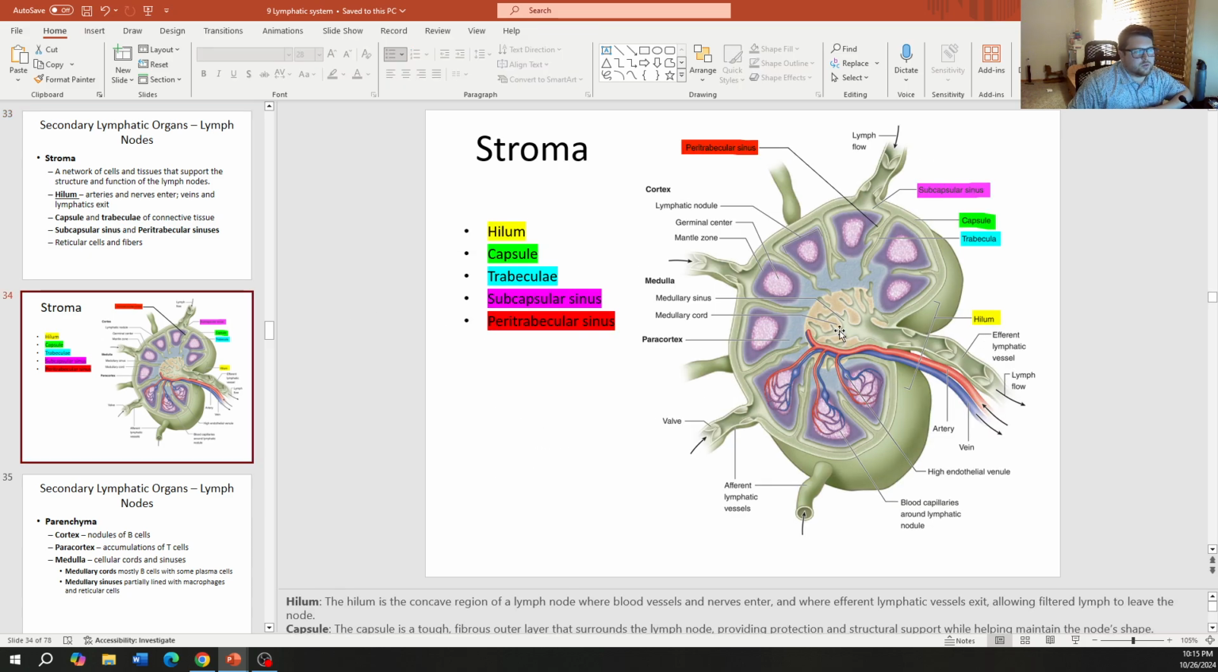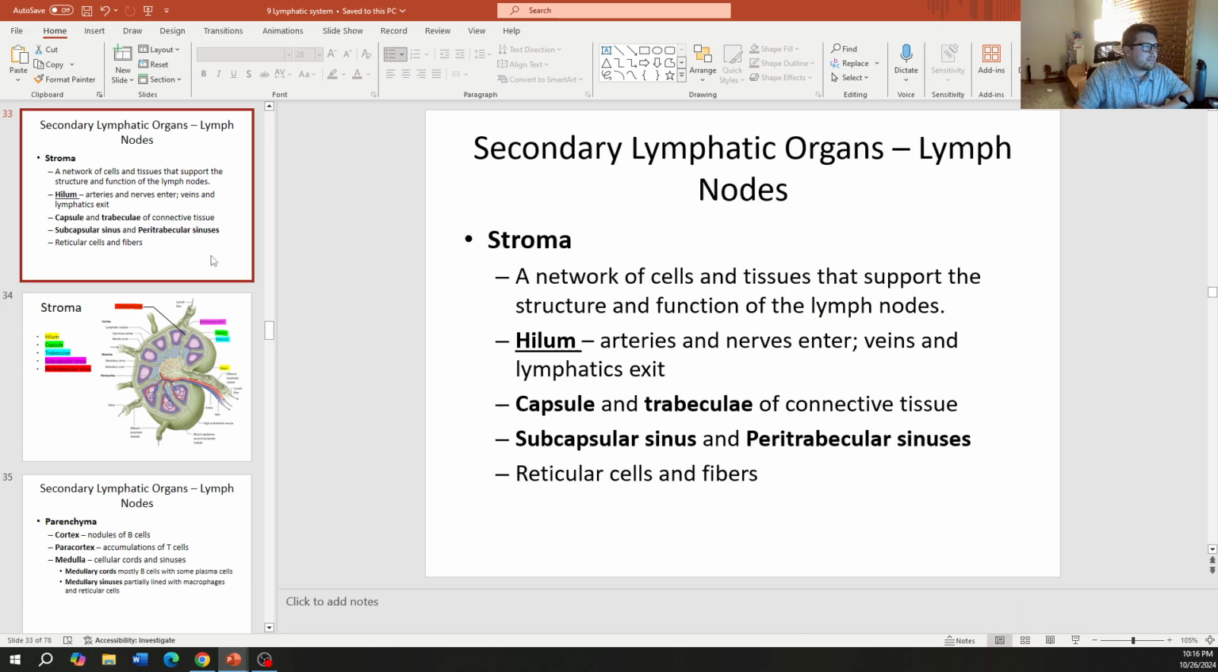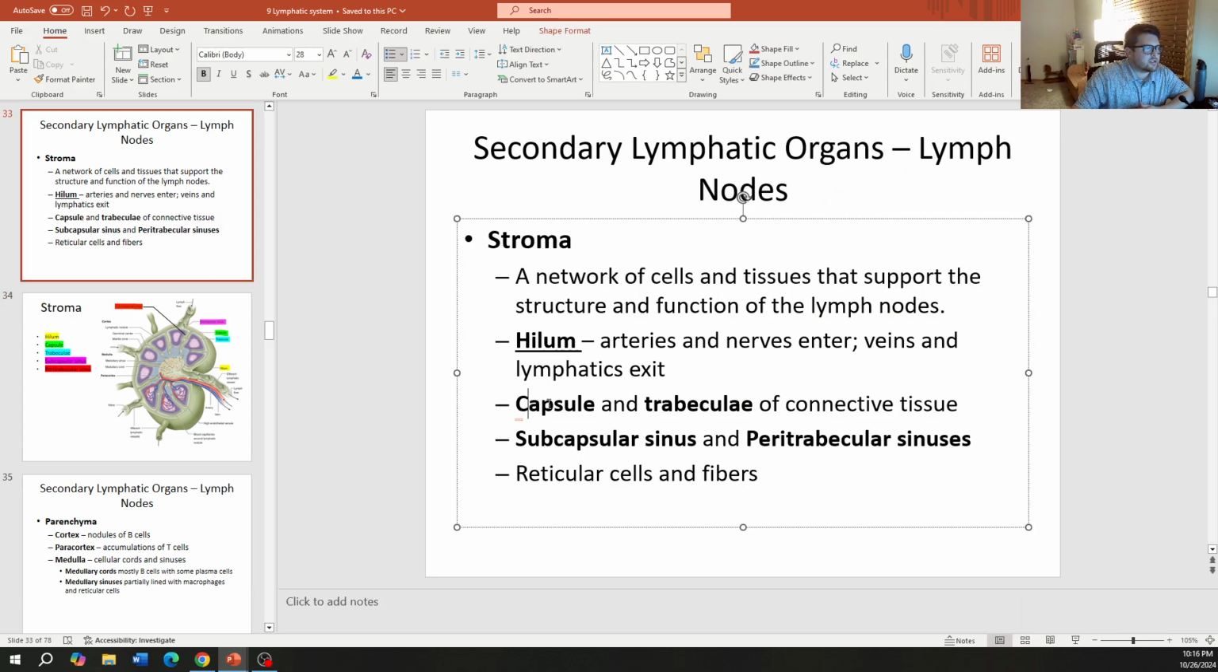Very similar to what the kidney looks like as well. You can almost compare the lymph nodes to very mini kidneys. Just like the kidneys are responsible for a lot of filtration, the lymph node is doing a very similar job to the kidneys, just at a much smaller level. We have a couple more structures, the capsule and the trabeculae, just like what we talked about with the thymus.